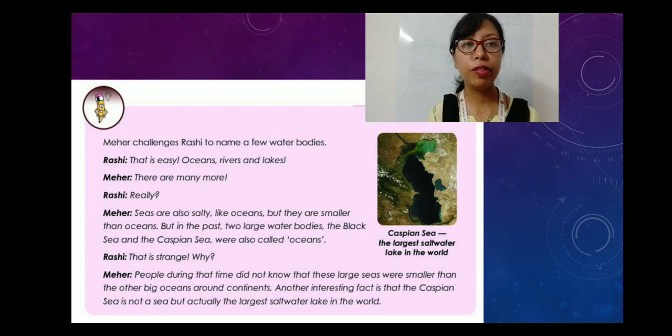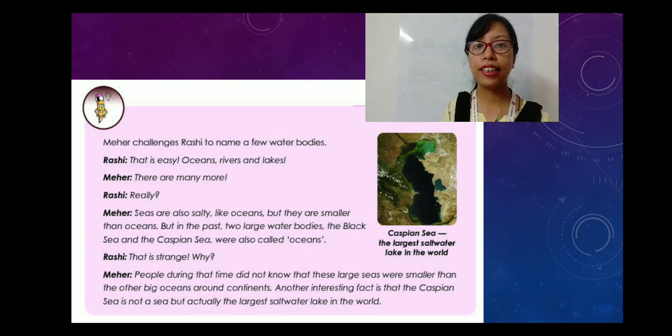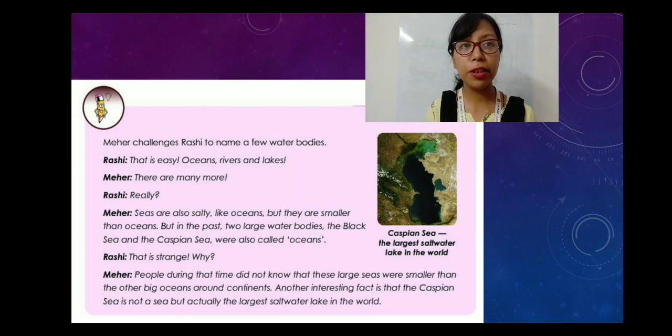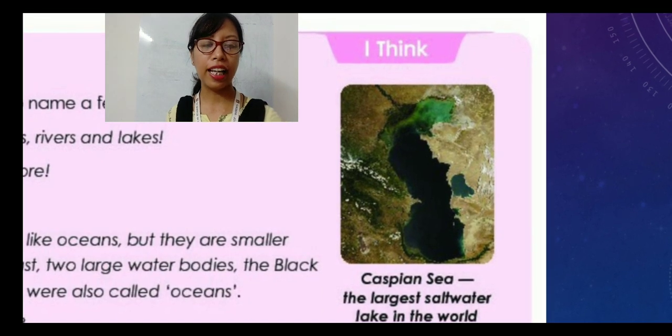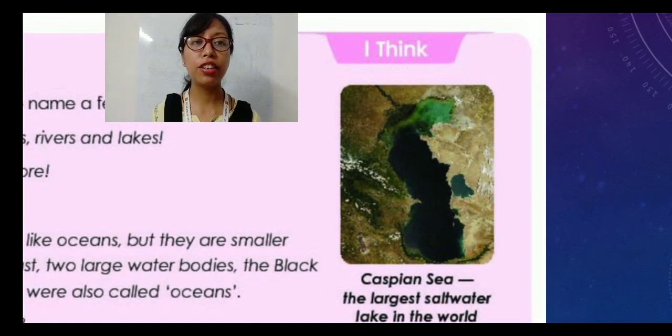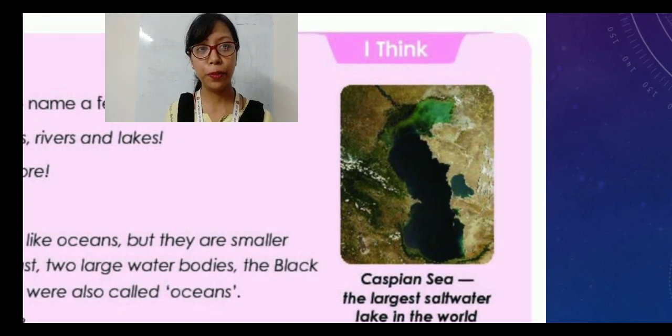Now one more interesting fact about the Caspian Sea is that the Caspian Sea is not a sea, but it is one of the largest saltwater lakes in the world. Now as you can see in the picture here, this is the Caspian Sea, and this is the largest saltwater lake in the world.